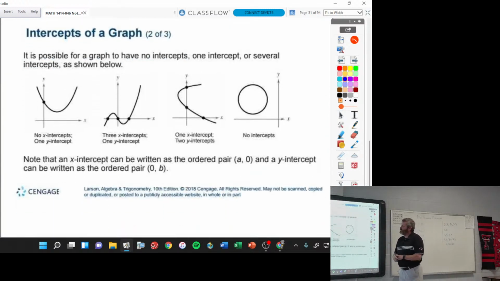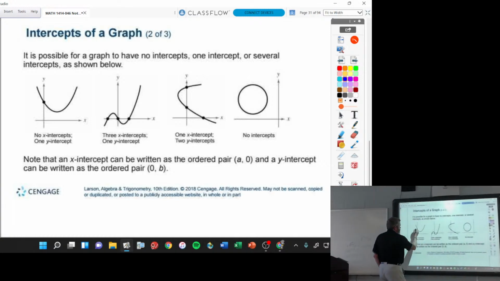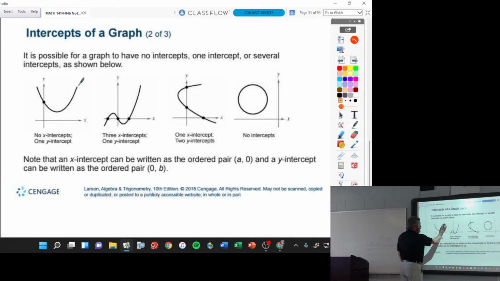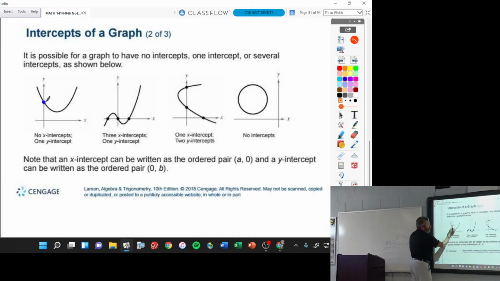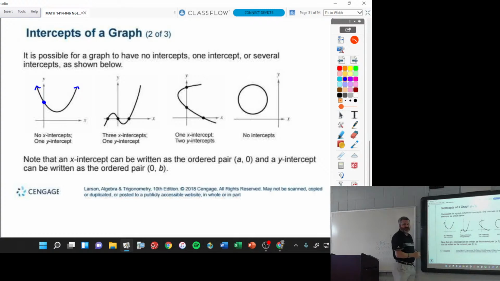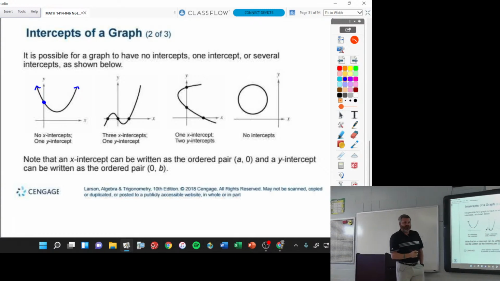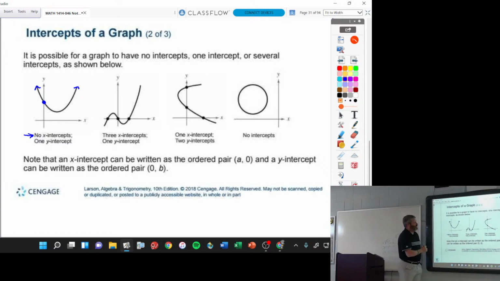Here are a few graphs. Notice in the first graph, we have this curve here, and this curve actually touches the y-axis at that point right there. So this graph does have one y-intercept, but notice as the graph is coming down and then it goes back up again, it never got low enough to touch the x-axis. Therefore, this graph does not have any x-intercepts.